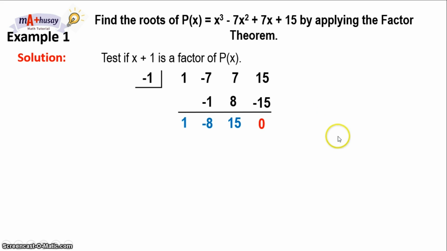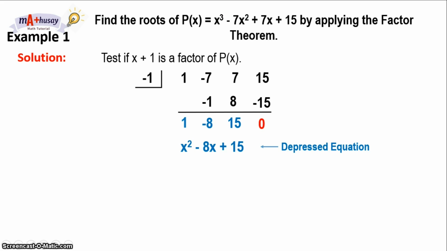Since the remainder is 0, we can say that x plus 1 is a factor of p of x, and therefore, negative 1 is one of the roots of p of x. Now we will write our depressed equation. Since we started with x cubed, here we will have x squared minus 8x plus 15.